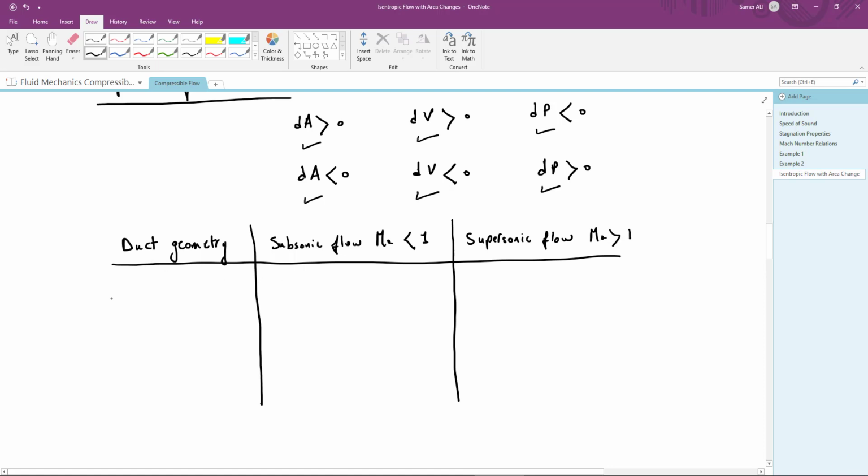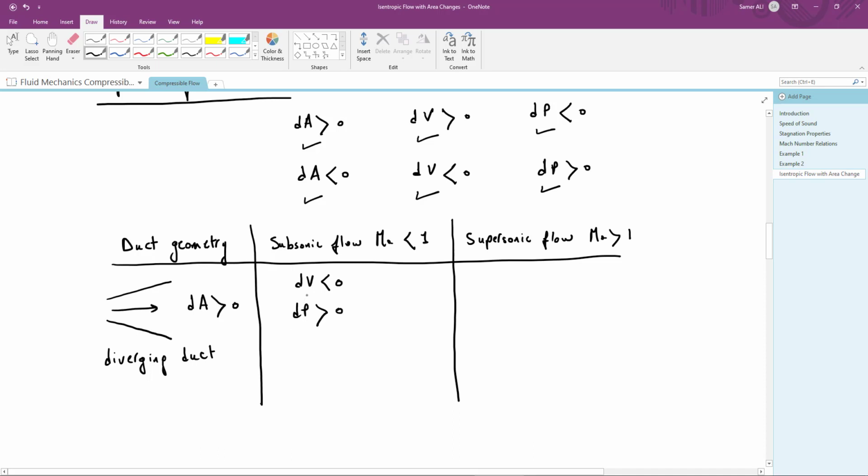So the first duct geometry is a diverging duct. And this is the flow direction. If you follow the flow direction, the cross-sectional area will increase. So here, dA is positive. So this is called a diverging duct. In the case of subsonic flow, dV will be opposite to dA. So if the cross-sectional area increases, the velocity will decrease. dV will be a negative value, okay? And dP will be positive, so the pressure will increase.